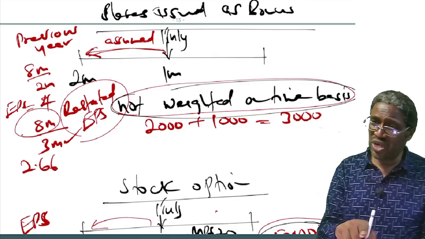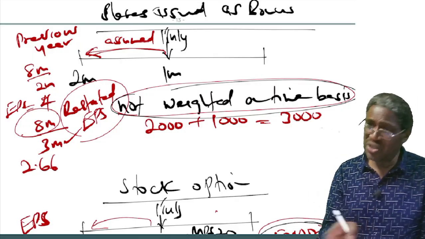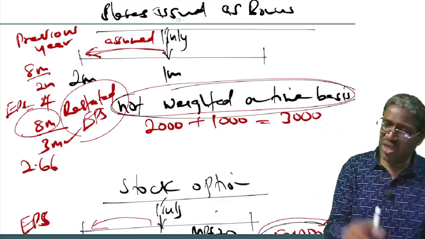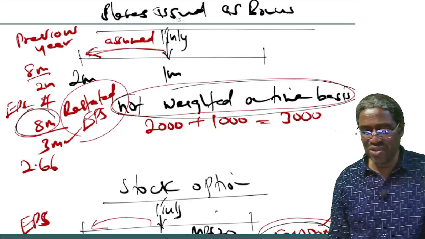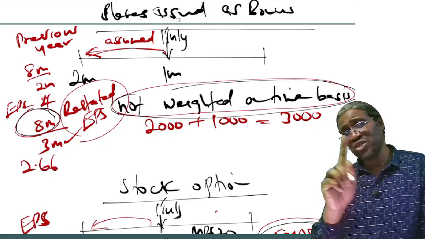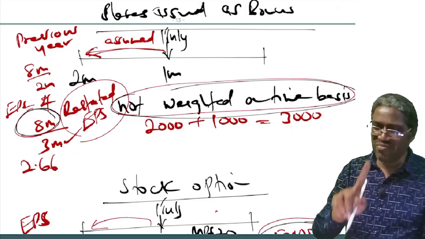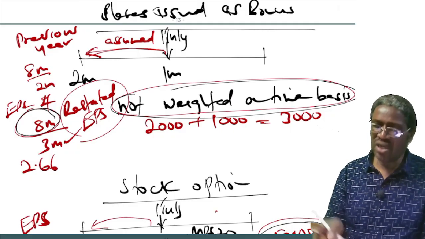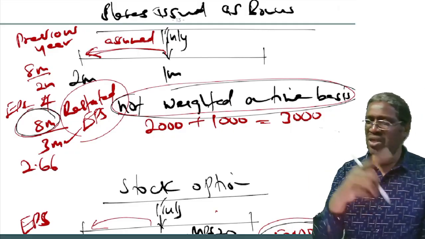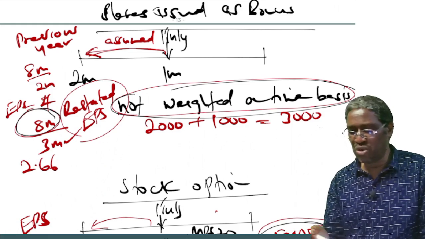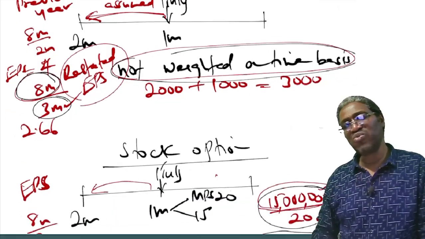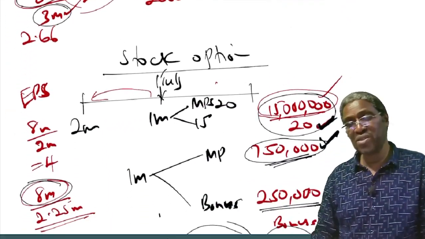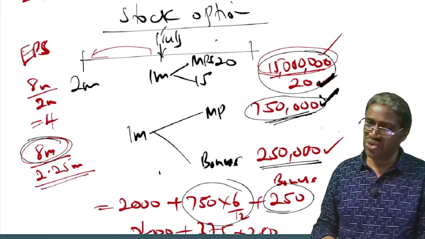Now that they are assumed to be issued at the beginning of the year, the other rule was the EPS of last year should also be restated. How? By dividing the earnings of last year by the number of shares last year plus the bonus in the current year. We had 2 million shares last year, more 1 million were issued this year as bonus, so you divide that by 3 million shares. That will give you the restated EPS. Good. From there we went to stock option.